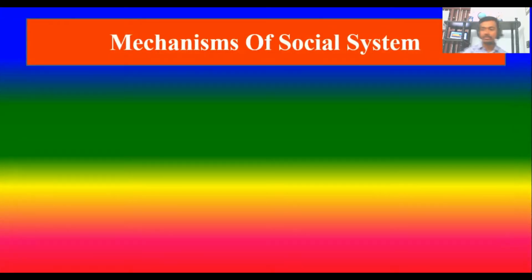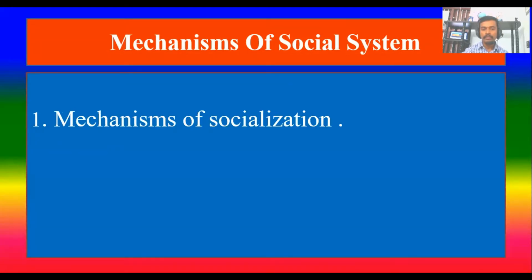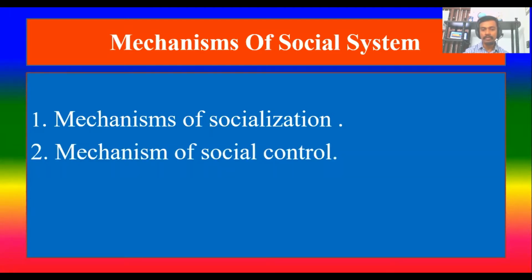Mechanism of social system. The mechanism includes socialization as the first mechanism. Every social system is a process to achieve a goal, and socialization is fundamental. Then the mechanism of social control. There are two types of control, formal control and informal control.